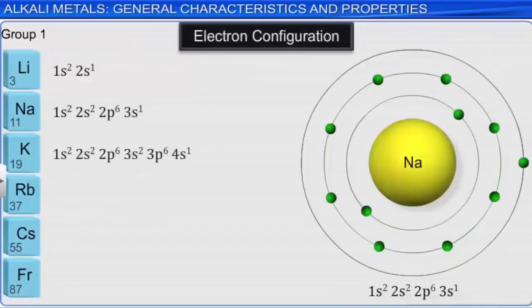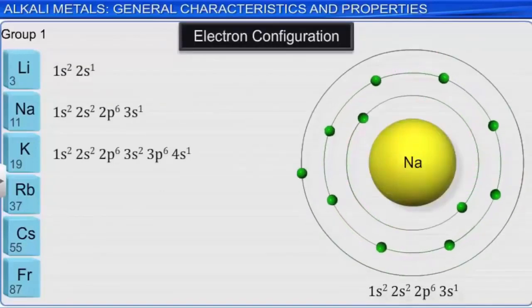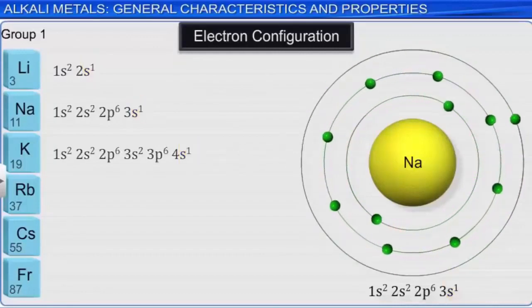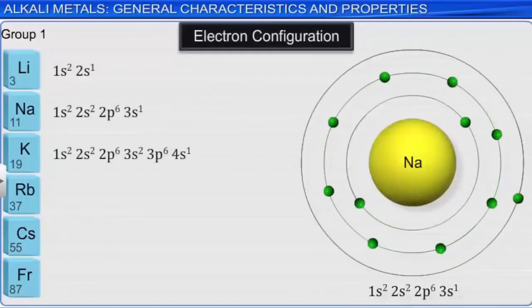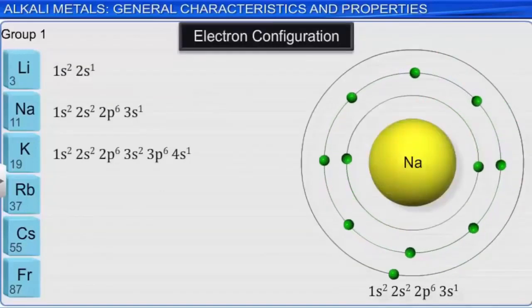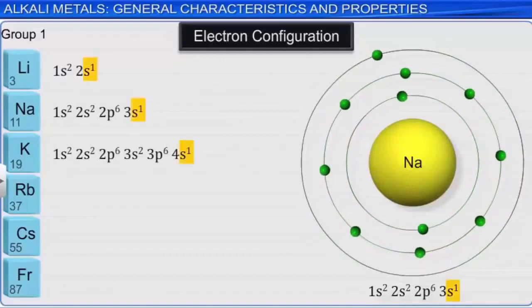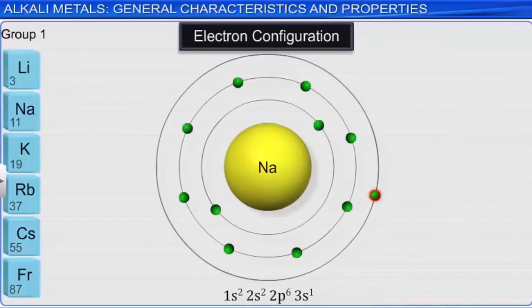Then in the second orbital, there are 8 electrons. Next, in the third orbital, there is only 1 electron revolving. As I told you, this atom is electrically neutral in nature. That means in the nucleus there are 11 protons, and an equal number of electrons are revolving around the nucleus. That is why an atom is said to be electrically neutral.